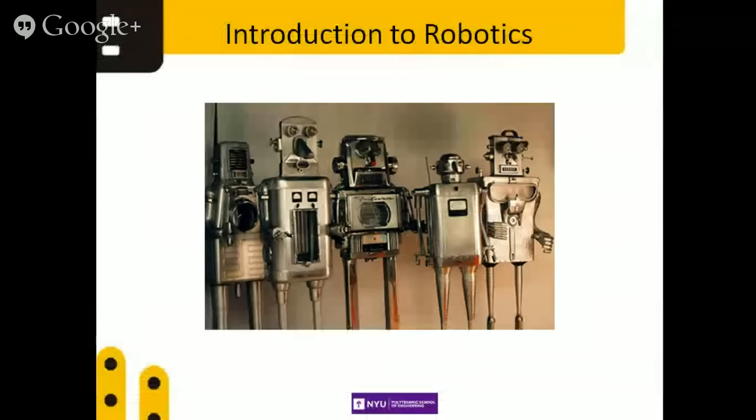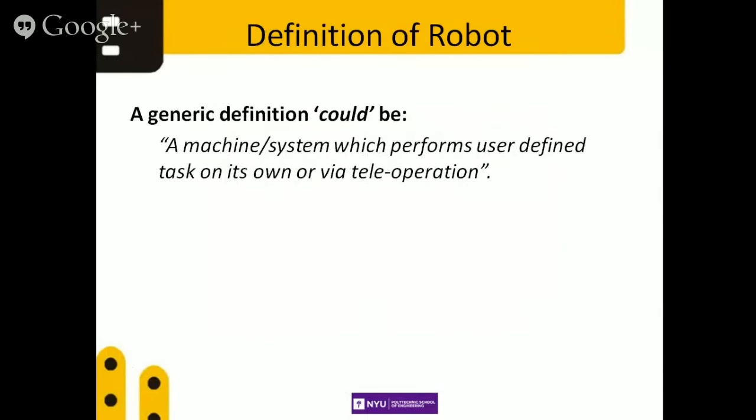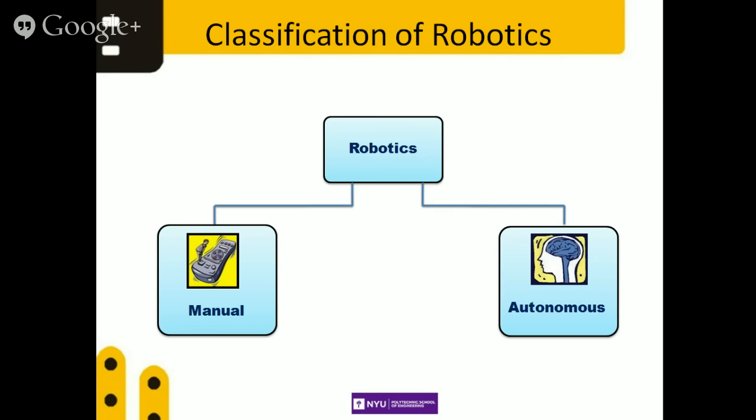So let's start with the definition of a robot. So how exactly can we define a robot? It's a machine or a system which performs user-defined tasks on its own or via teleoperation, and we will see how. So basically, robotics is divided into two parts.